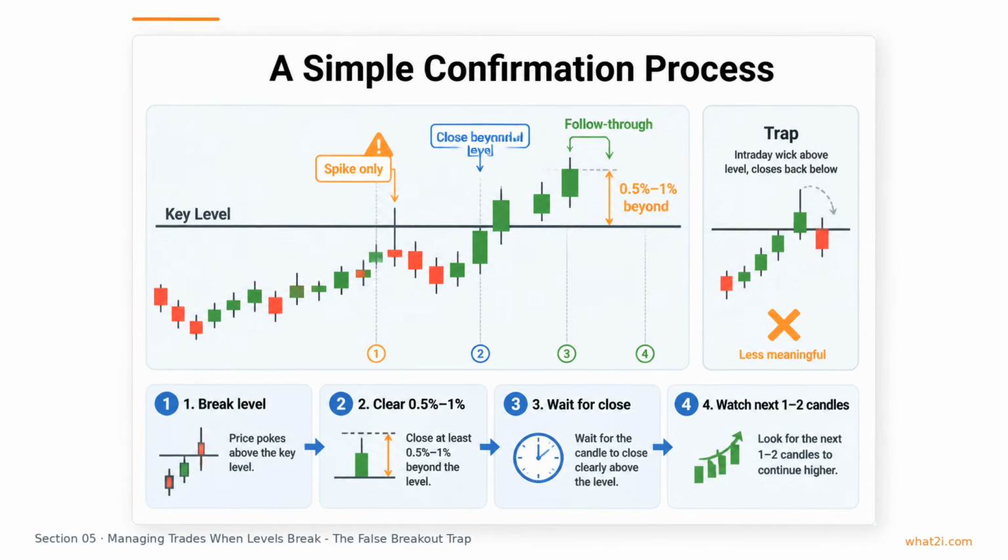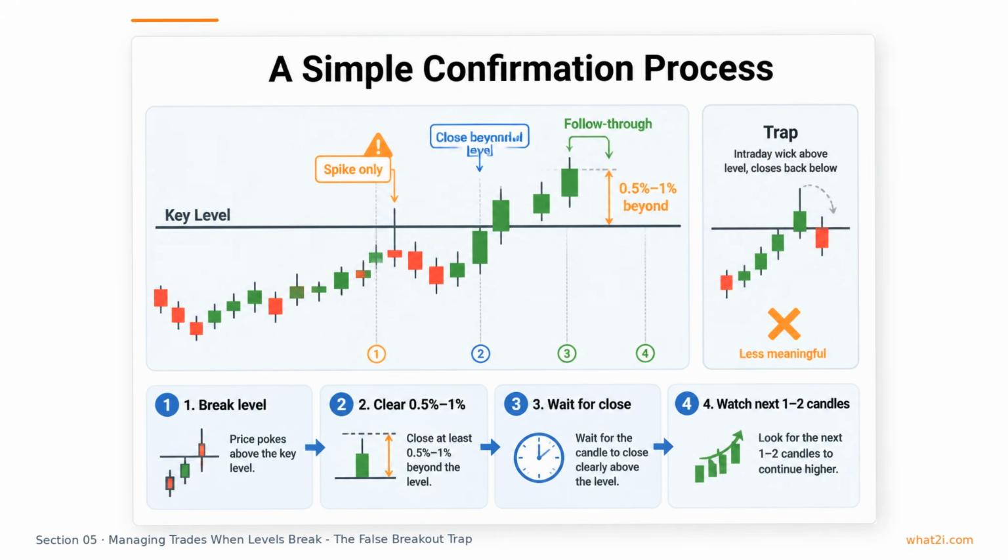A simple confirmation process can improve breakout quality. First, let price move clearly beyond the level rather than just barely poking through. Some traders use a rough guideline of about 0.5% to 1% beyond the level to show the move has some substance. Second, wait for the candle to close beyond the level. Third, watch the next 1 or 2 candles for follow-through. When you see distance, a close, and continued movement, the breakout has more evidence behind it than a single intraday wick.